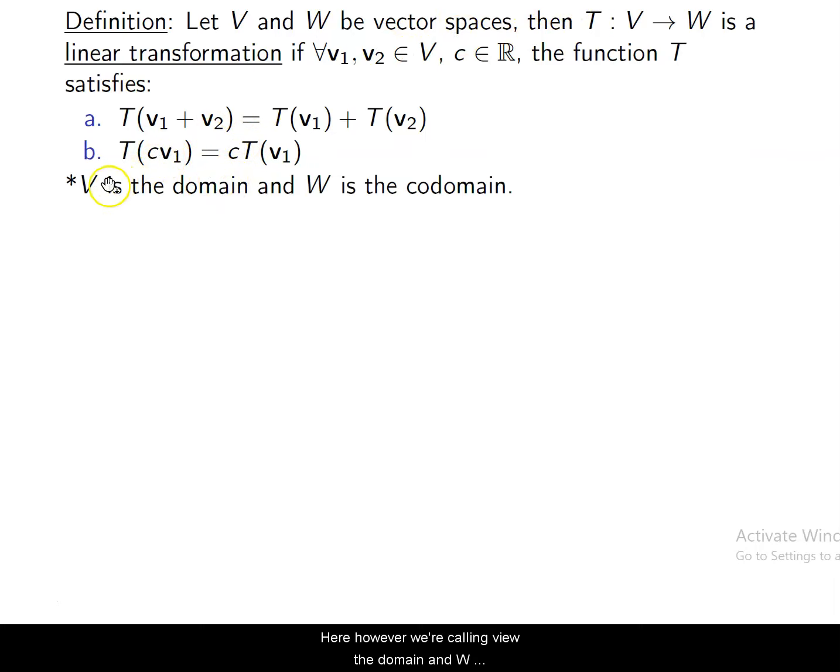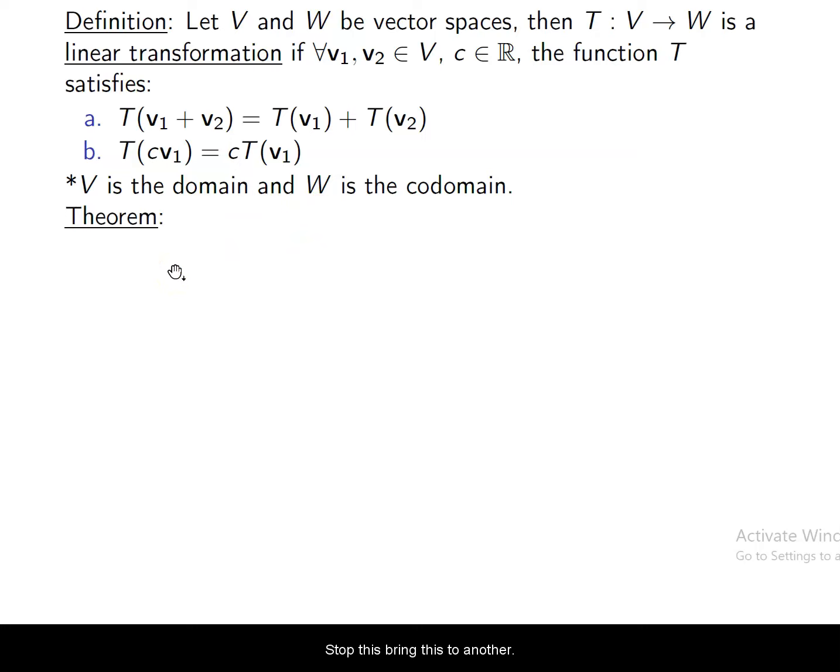Here, however, we're calling V the domain and W the codomain. So before we were using the standard definition of vectors where we had a column of numbers. So this might have been something like R3 and this would be R2, right? So here we have vector spaces, so they can be matrices, they can be functions, they can be smooth functions, they can be all sorts of different objects now, right?